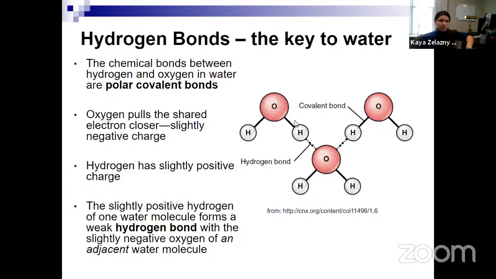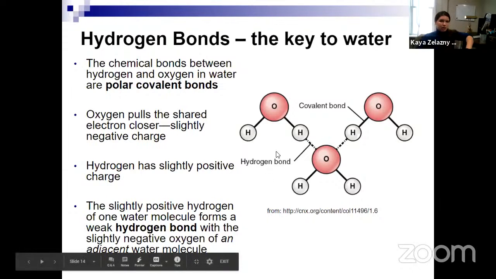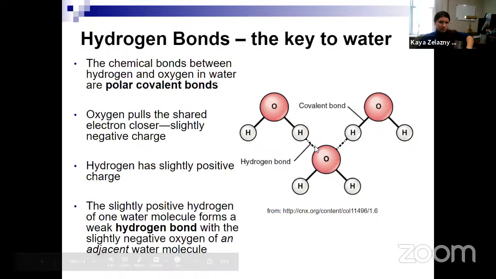So when we have a beaker full of water, we have polar covalent bonds between oxygen and hydrogen in a single water molecule. But when we think about all our neighboring water molecules, we have a hydrogen bond. That's weaker. They're not sharing electrons. They're just attracted to each other because of that kind of magnetic property between the positive and the negative. We can think of those as kind of magnets.